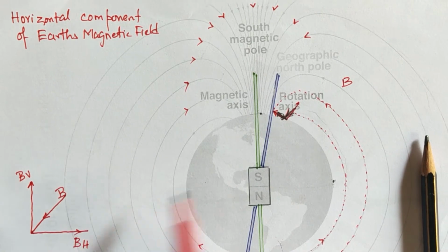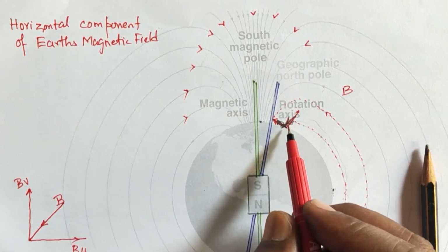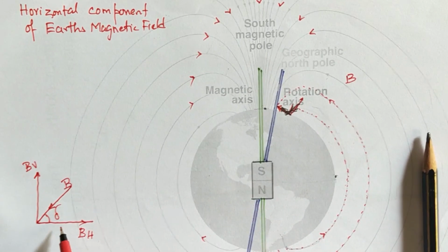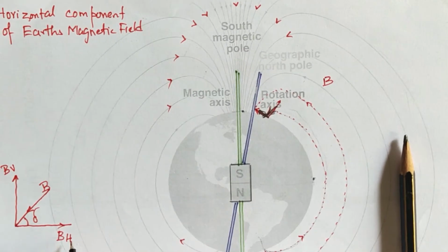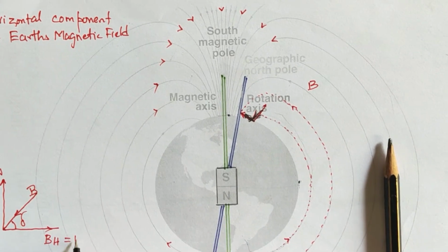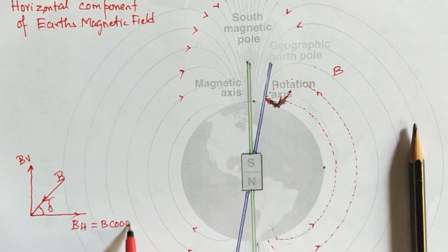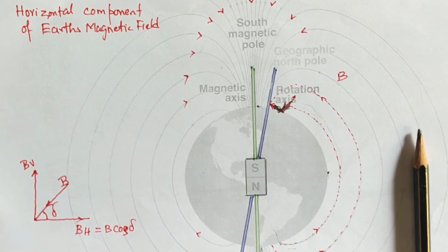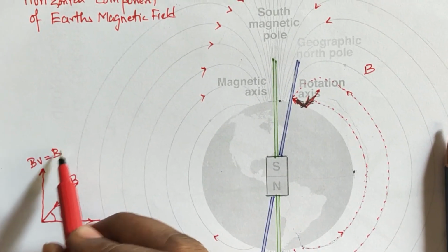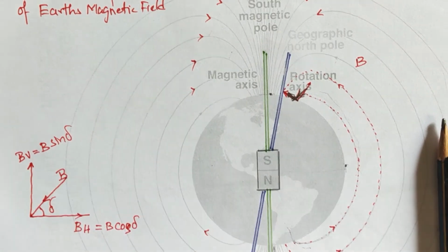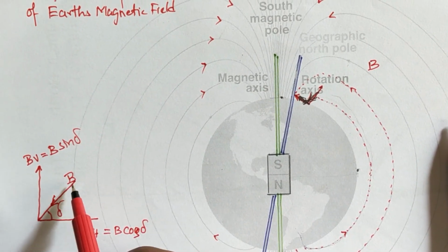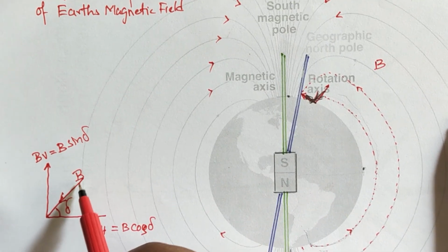Now the angle made by this magnetic field line with the surface is called what? Delta. That is the angle of dip. Then what will be the horizontal component? BH will be equal to B cos delta, and BV will be equal to B sin delta.